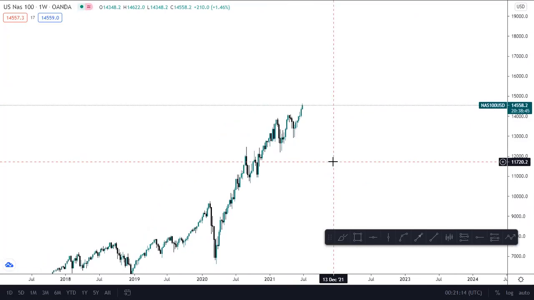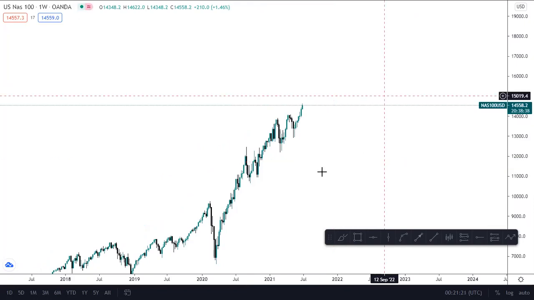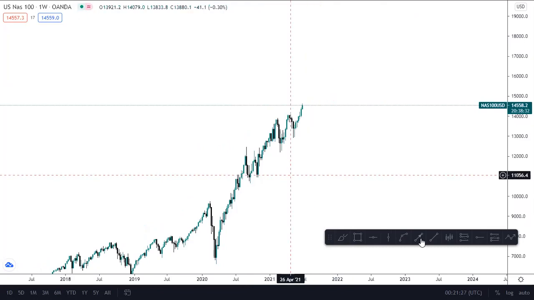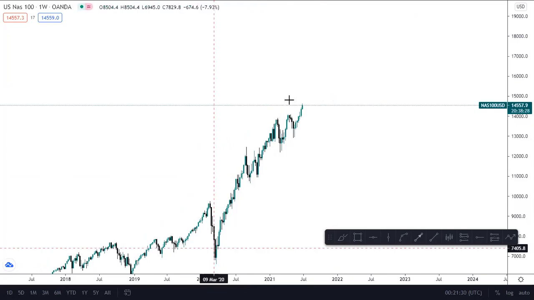So I'll be doing a beginner's strategy on Nasdaq. First of all, I would like to start with the daily chart. When you look at this chart, you can see that we have an all-time rising CFD, which is Nasdaq.